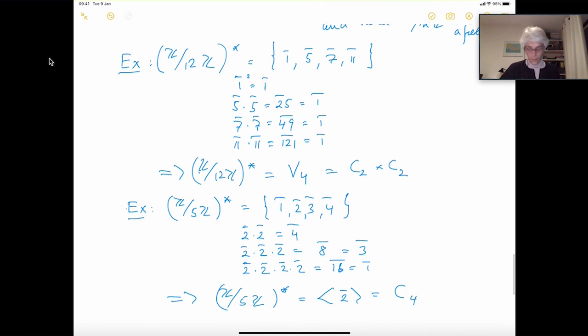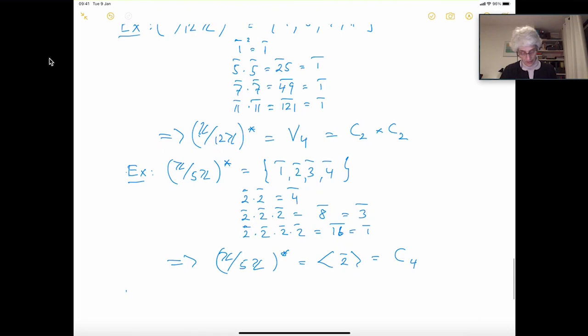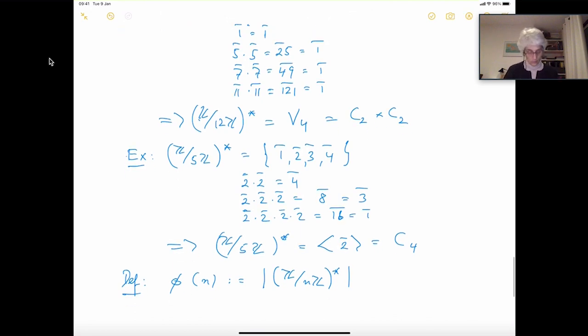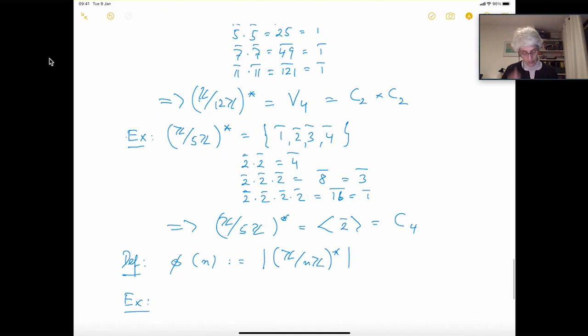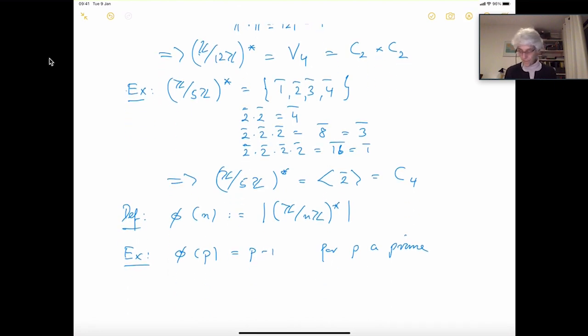So here's the definition of a very important function in number theory, the Euler phi function. Phi of n, we define this to be the size of the group of units in Z mod nZ, the number of units in Z mod nZ. So, for example, clearly, if we're dealing with a prime p, then phi of p is just equal to p minus 1. All the elements apart from 0 are coprime.